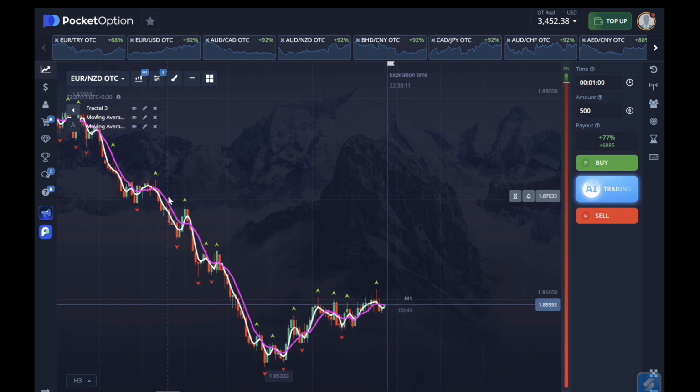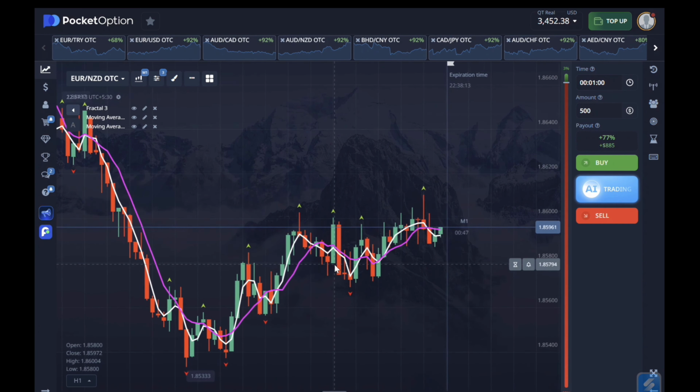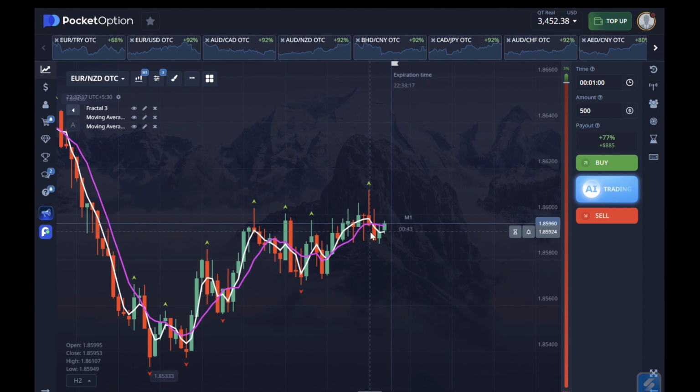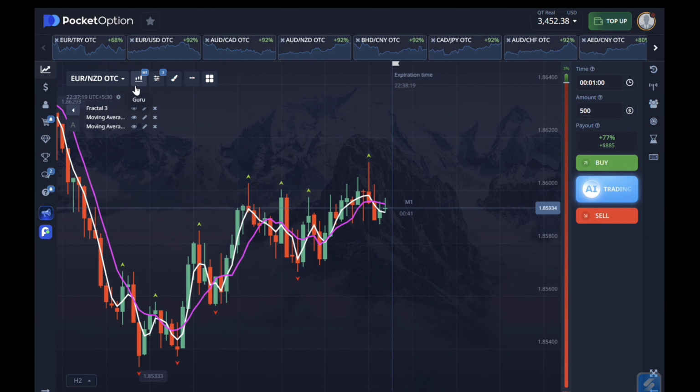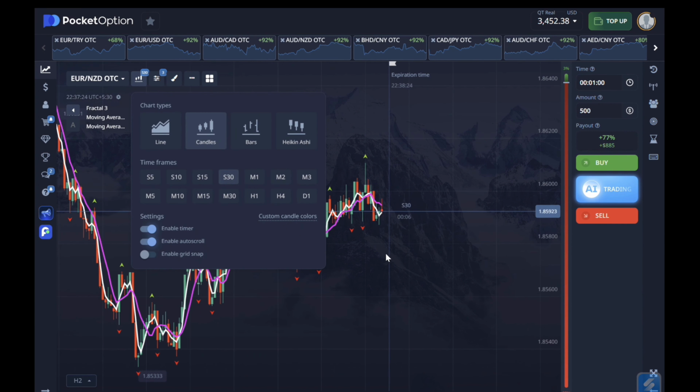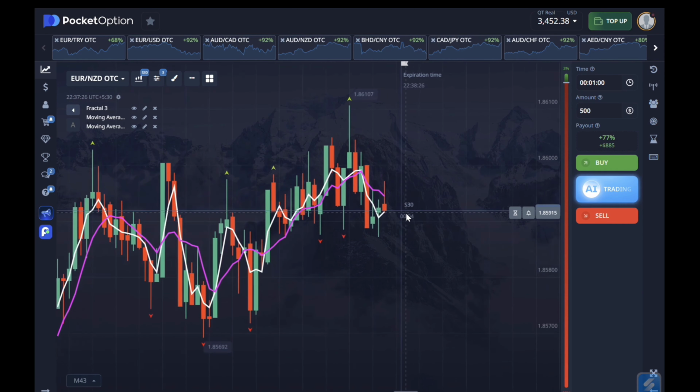Now we'll understand the concept here properly, and our entire concept about the fractal indicator and moving average will be completely clear. So first, let me show you here. I've opened a 30-second time frame here. Now we'll take our trade here.